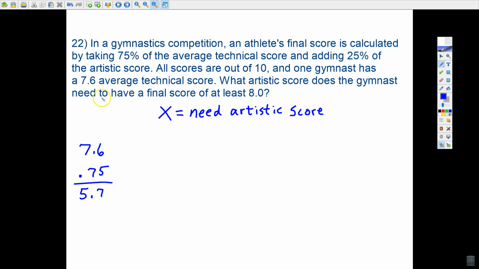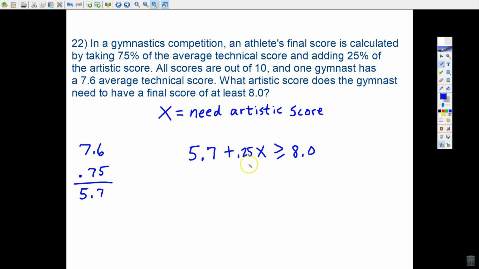Okay, so we know the points for the technical portion. That's not a guess. What we don't know is what score, which we've represented as x, times 25% will get us at least, the question is at least an 8.0. So we need a score times 0.25 added to the already given 5.7 to make at least an 8.0. Well, that represents a greater than or equal to inequality.